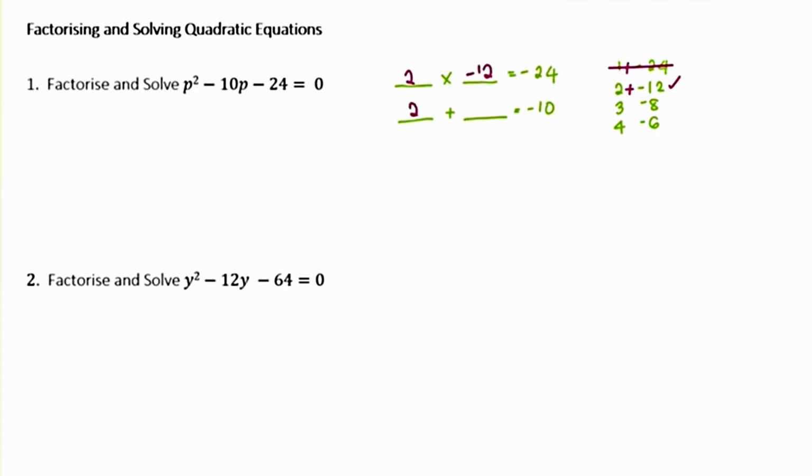So we can now factorize this by putting p plus 2 in the first bracket and p minus 12 in the second bracket.